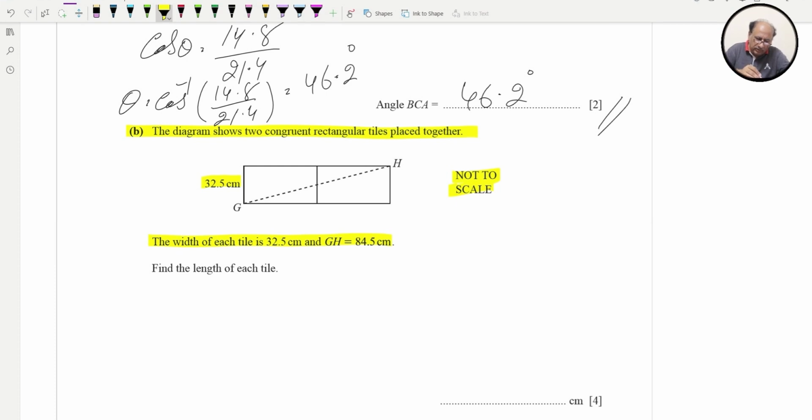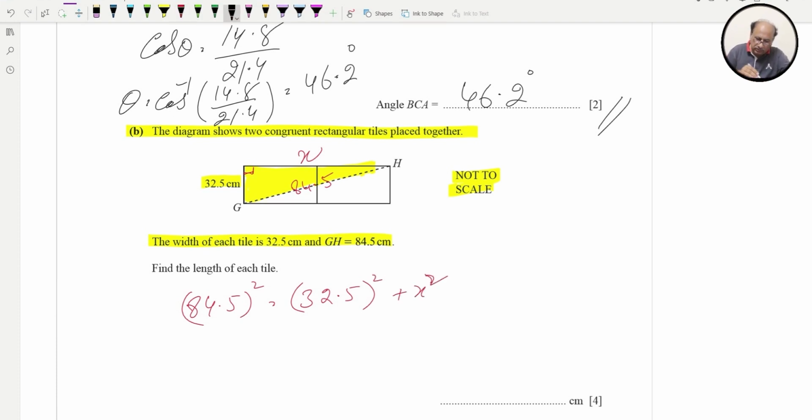So we can consider basically half, the triangular portion like this one, half of the rectangle. So this is 84.5, and this side we can take as x. So now we need to find this x. So we can apply Pythagoras theorem, because this is a right angle triangle. So by Pythagoras theorem, 84.5, which is the hypotenuse, squared is equal to one side squared plus other side squared.